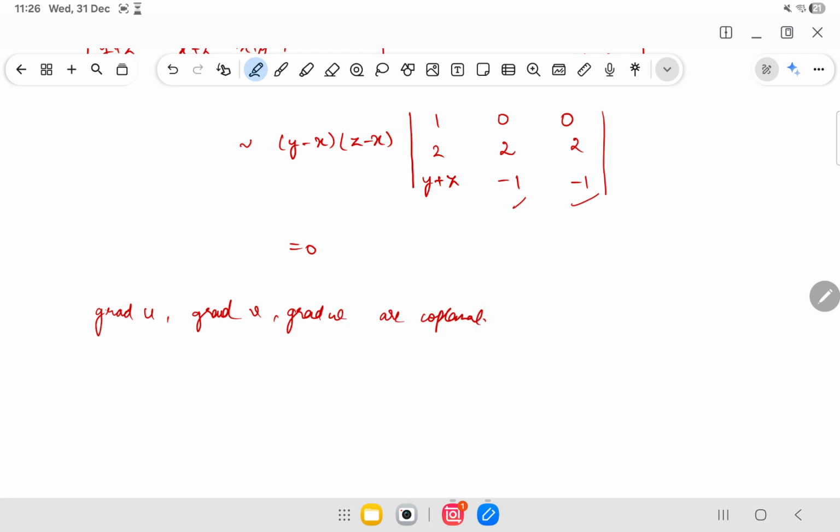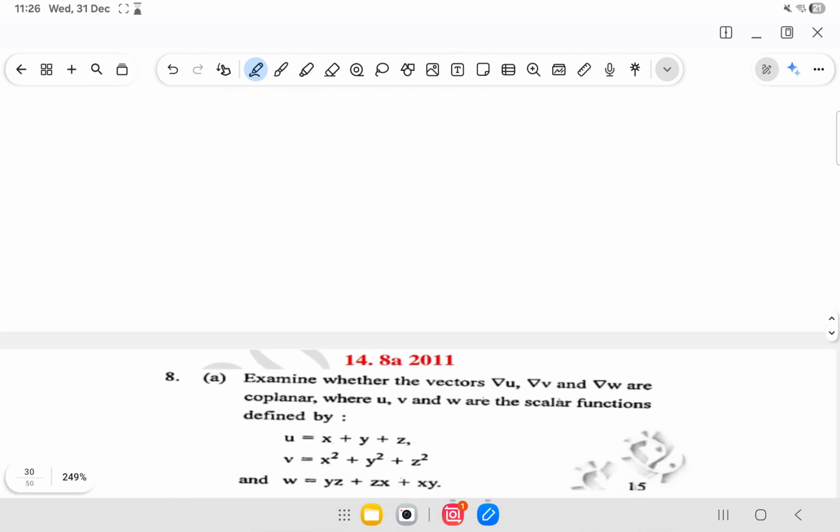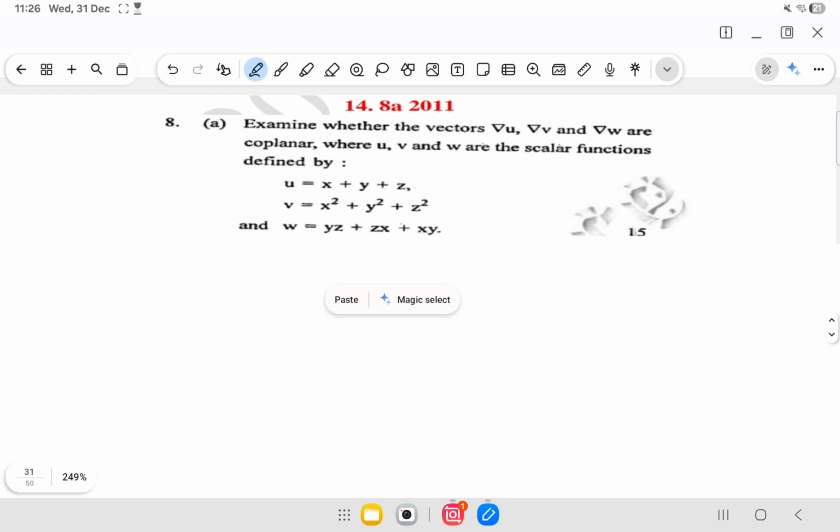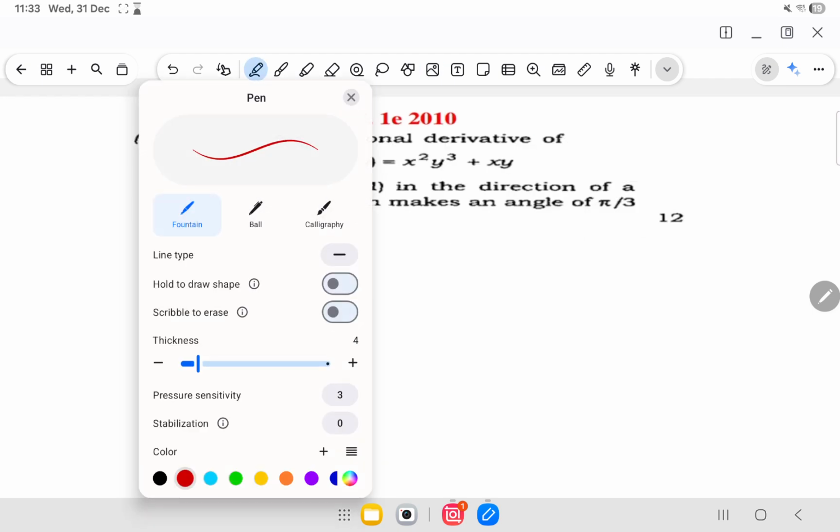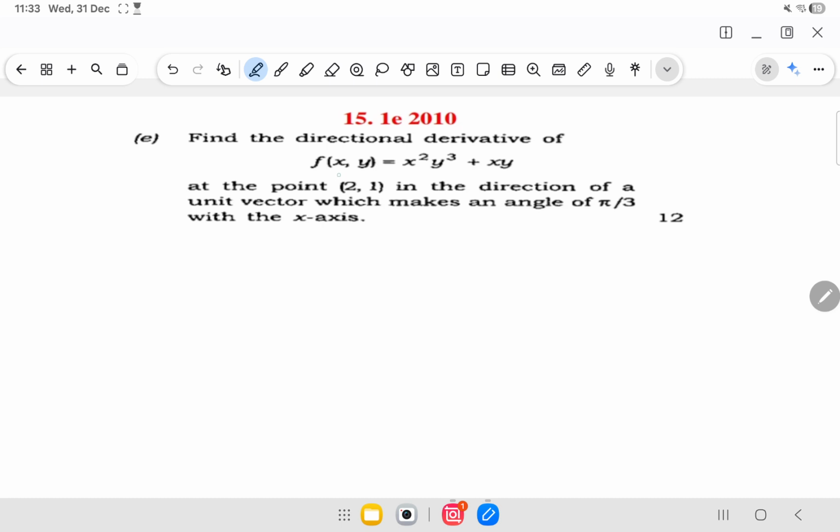So let's move on to discuss the next question. The next question is: examine whether the given vectors are coplanar. It is a repeated question, we just discussed it. The next question says: find the directional derivative of f at the point (2, 1) in the direction of the unit vector which makes an angle pi by 3 with the x-axis.